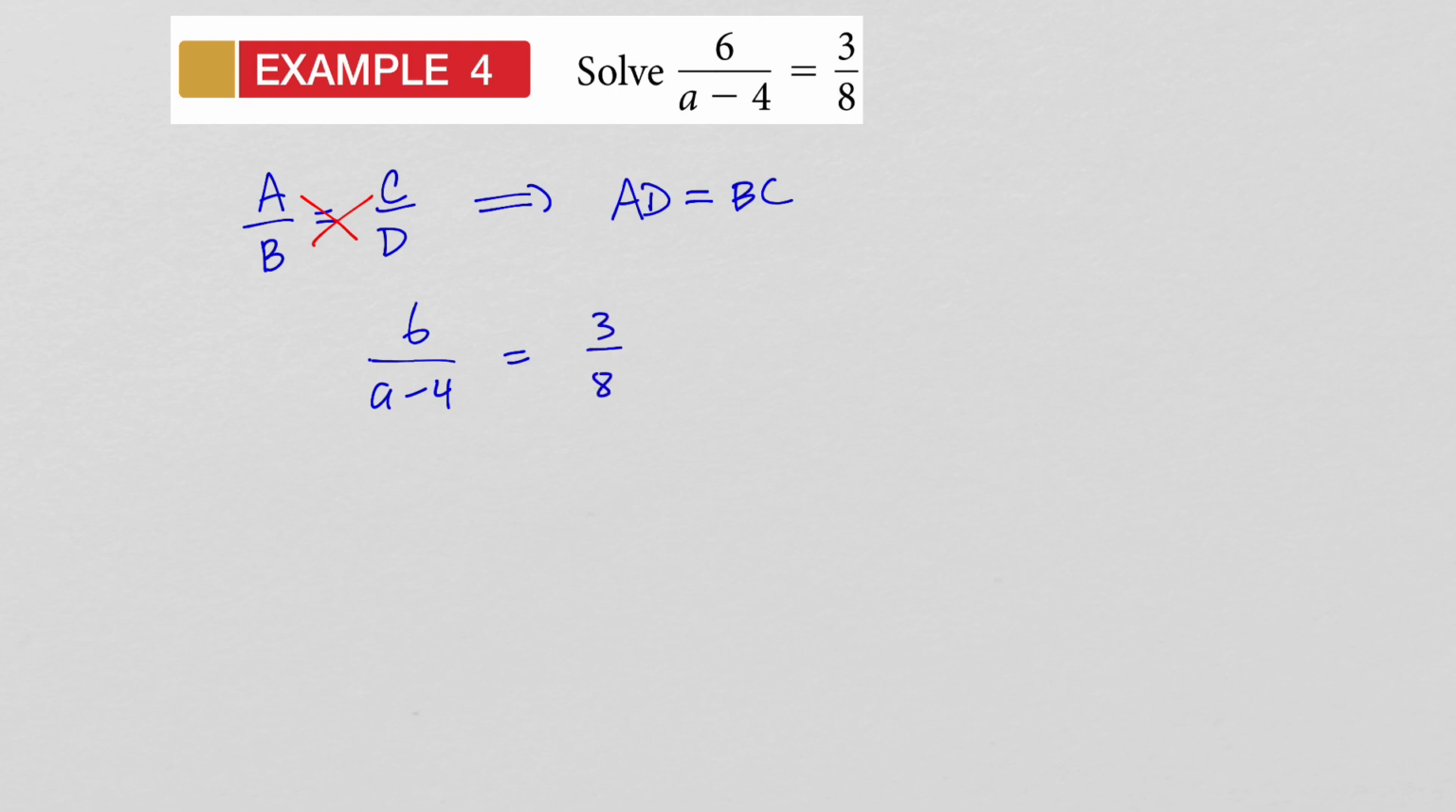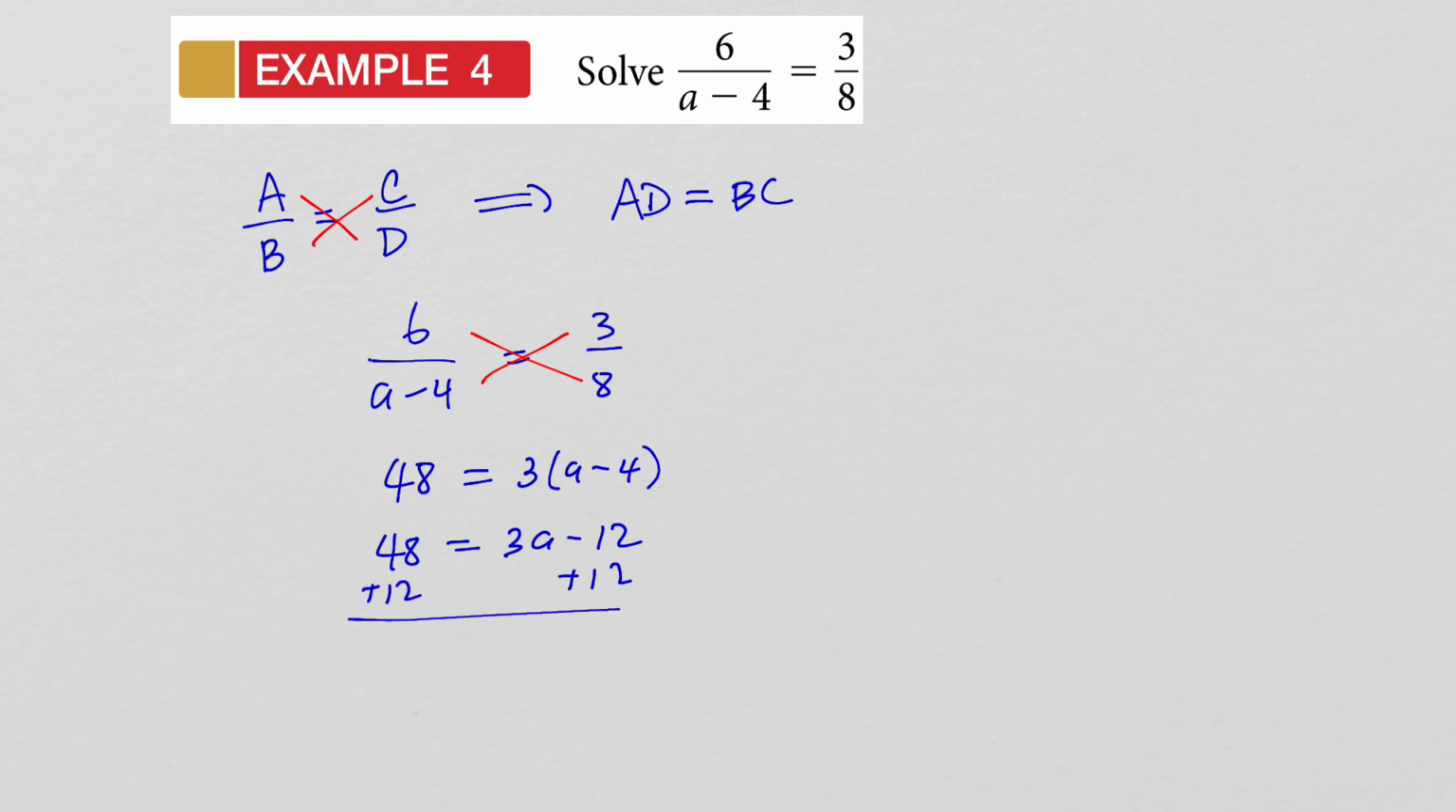So I'm going to multiply 6 times 8, which of course is 48, and that must be equal to 3 times a minus 4, which I'm just going to write down as 3 times (a minus 4). Multiplying this out, we have 3a minus 12 on the right-hand side. And then from there, it's pretty straightforward. If we add 12 to both sides, we get 60 equals 3a. And then finally, dividing by 3, a is equal to 20.